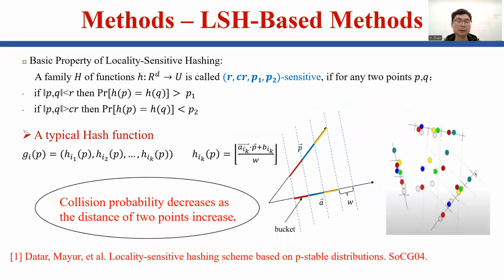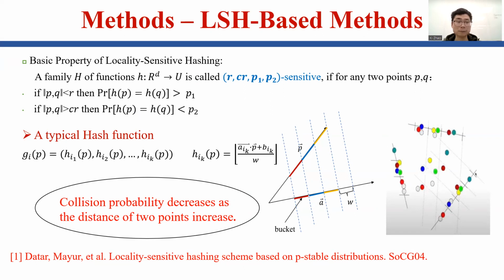Next, I describe one kind of hashing-based methods, LSH-based methods. The core idea of LSH-based methods is to answer ANN search via the locality-sensitive hashing, which maps the data and builds the hashing index. The locality-sensitive hashing satisfies the following conditions.